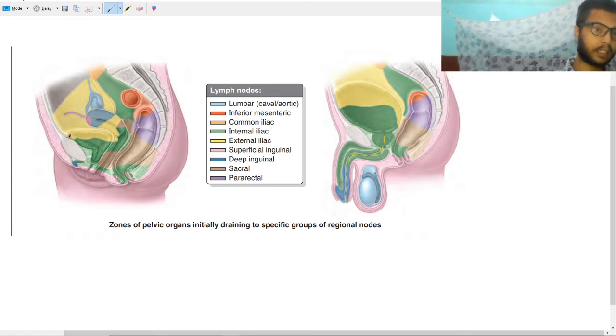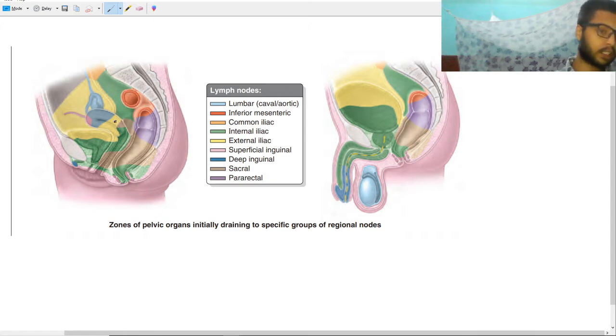superior bladder, this yellow color, you can see is draining into external iliac lymph nodes, and superior pelvic ureter and upper vagina also drain into external iliac lymph nodes. Upper vagina and cervix, you can see the yellow color, okay? And lower body of uterus is also draining into external iliac lymph nodes, okay?